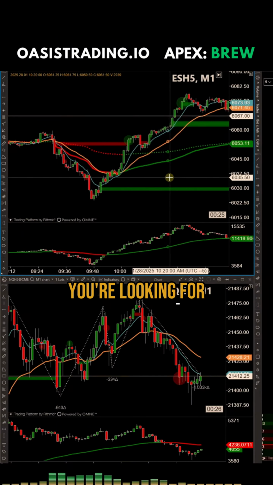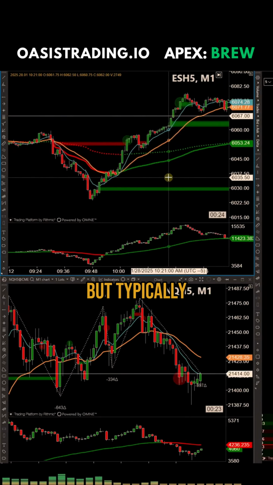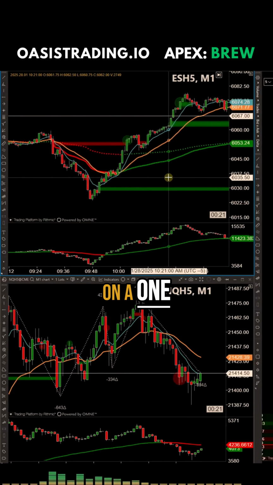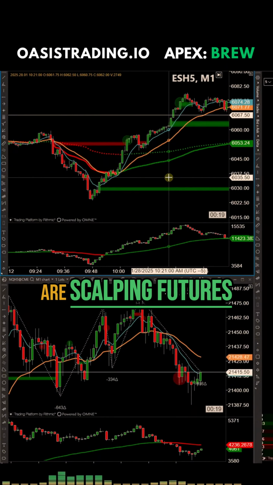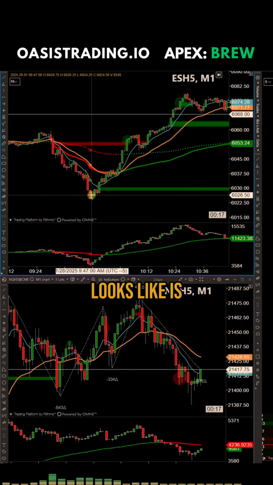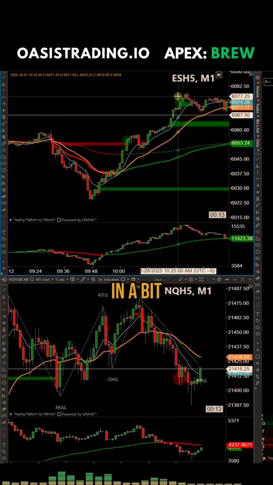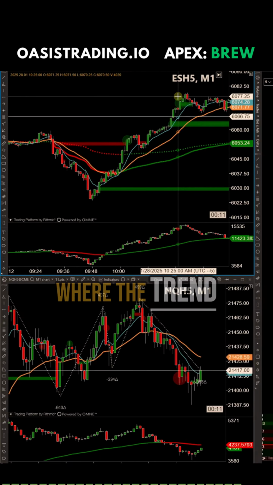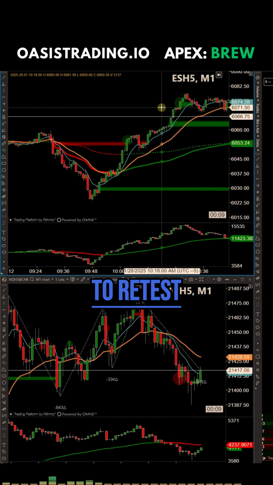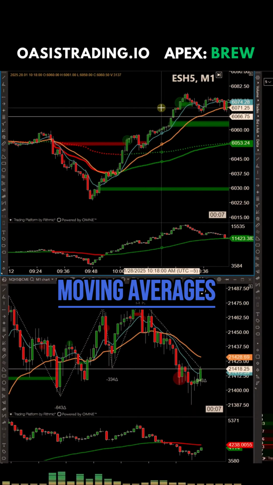And basically what you're looking for, this can be done on any time frame, but typically you want to look for this on a 1 minute if you guys are scalping futures. And what it looks like is basically when you're trending in one direction, but you're trending in a bit of a choppy manner, where the trend keeps pulling back to retest your short-term moving averages.